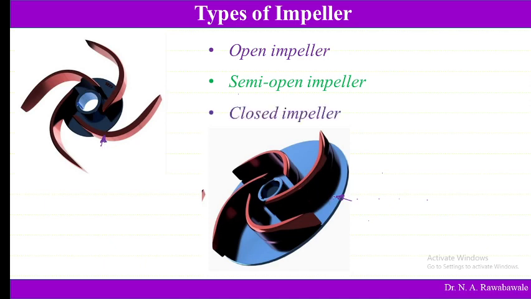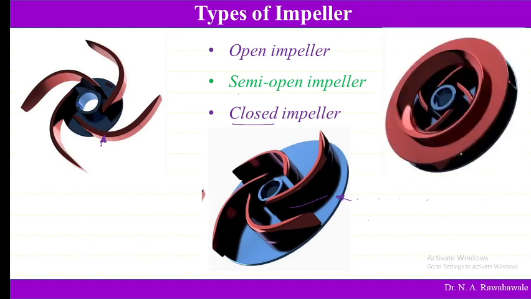Closed impellers have the cover on both sides so that back leakages are reduced, and because of this the efficiency of the pump increases. Nowadays all centrifugal pumps are with closed impellers. Rarely do manufacturers use semi-open impellers, and open impellers are not used at all nowadays. So this is the image of a closed impeller.